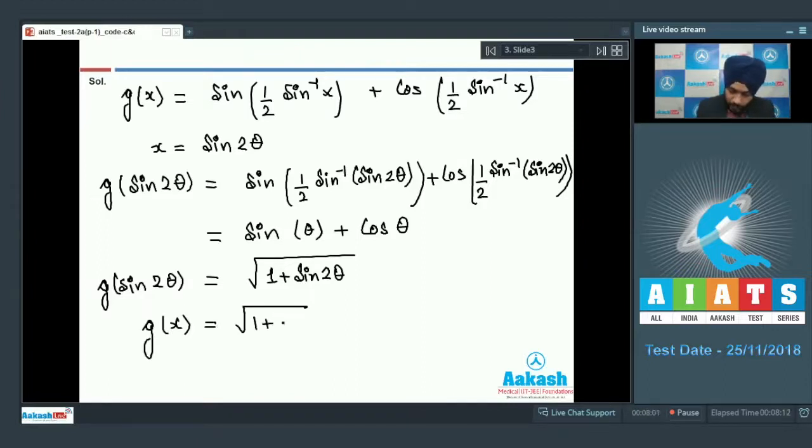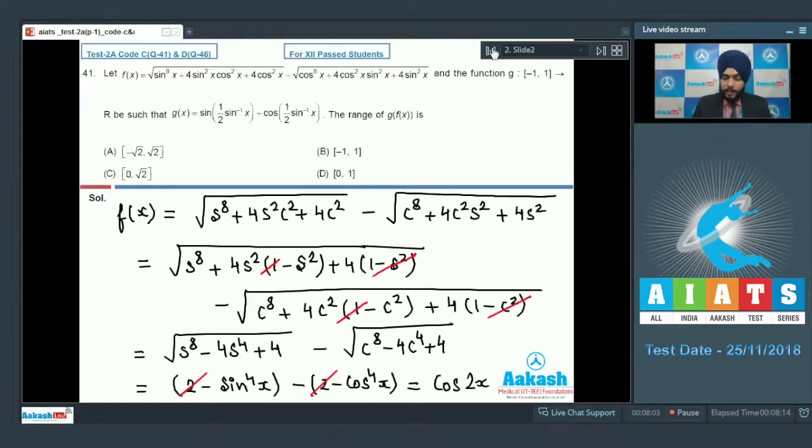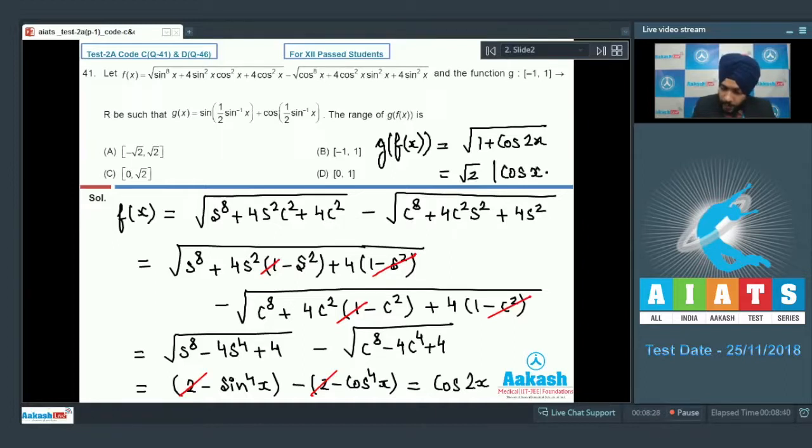That's it. Now what is the question asking me? The question is asking me the range of g of f(x). Range of g of f(x) will be equal to under root of 1 plus cos 2x. Under root of 1 plus cos 2x simplifies to root of 2 cos^2 x, that is root 2 mod cos x. Mod cos x, the range is 0 to 1. Root 2 into mod cos x, the range is 0 to root 2. Option number C is the correct choice.